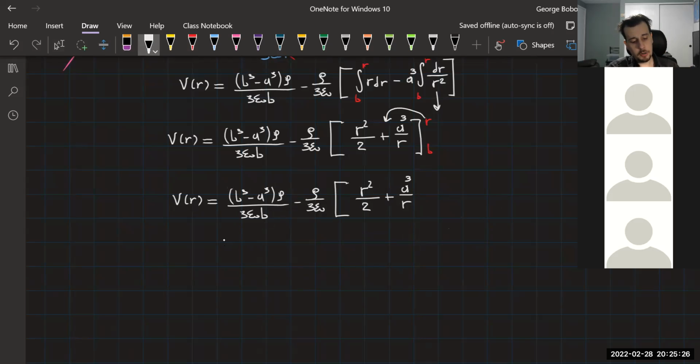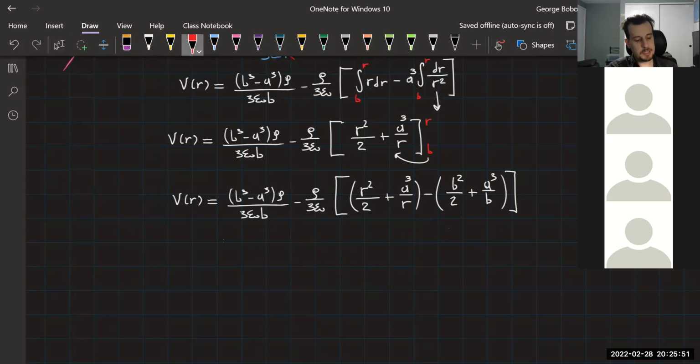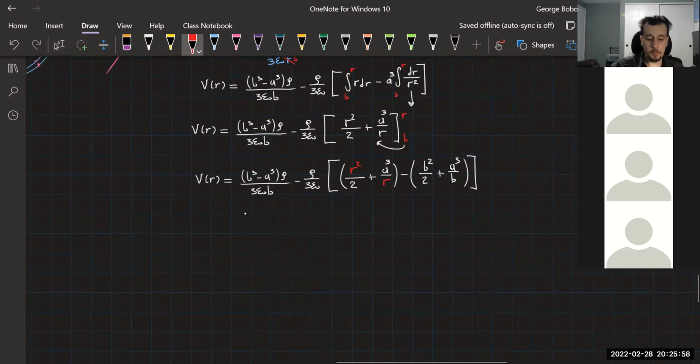So when I evaluate the R in that integrand, we basically get a repeat of this. And then when I evaluate the B, I get a nice big constant, right? So I go minus B squared over 2, and then plus A cubed over B. That is your potential function right now. And the dependency is here, as you can see, and here. There we go.